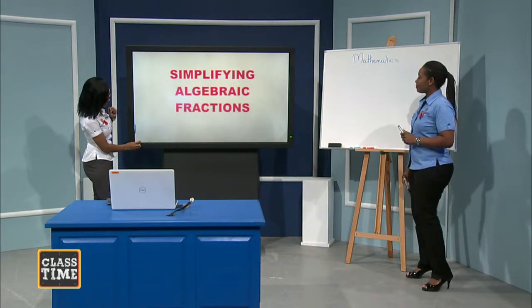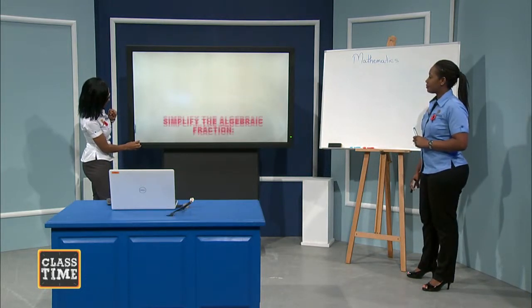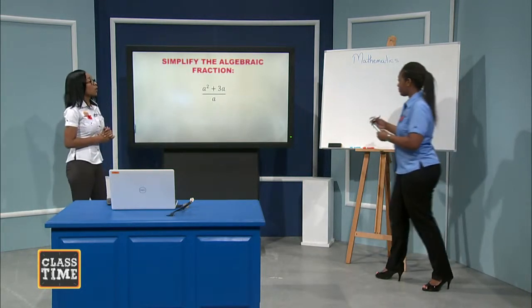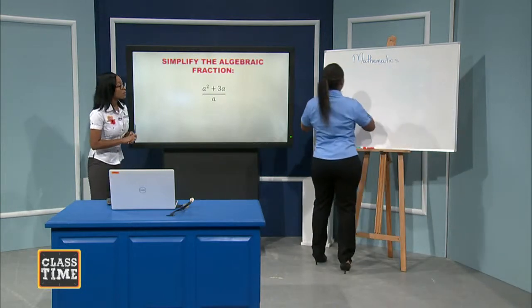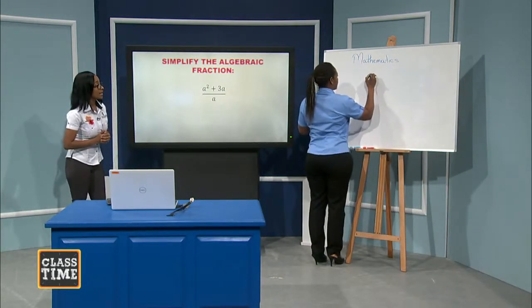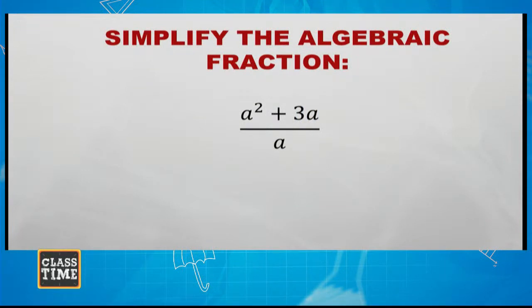So we're going straight into simplifying algebraic fractions. Here goes. We have a squared plus 3a, all divided by a, and we're asked to simplify this algebraic fraction. Now let's see if Tamika can simplify this based on her knowledge that she would have gained before. Let's take a look at what Tamika is doing.